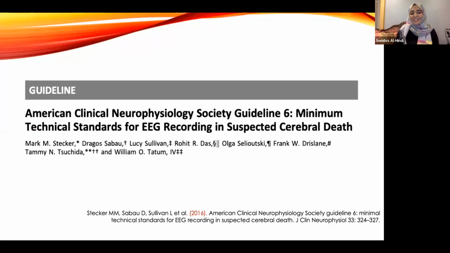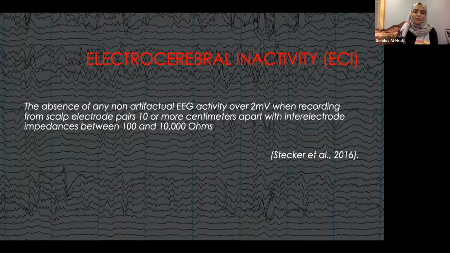All right, so what were the minimal technical standards? This guideline is also, as I said, very easy to go through and very easy to read. And it really has 11 criteria. I'm not going to go through each and every one. Some of them are very technical, but there are a few points that we need to talk about. Overall, what they defined as electrocerebral inactivity is the absence of any non-artifactual EEG activity over 2 microvolts when recording from scalp electrode pairs 10 or more centimeters apart with inter-electrode impedance between 100 and 10,000 ohms.